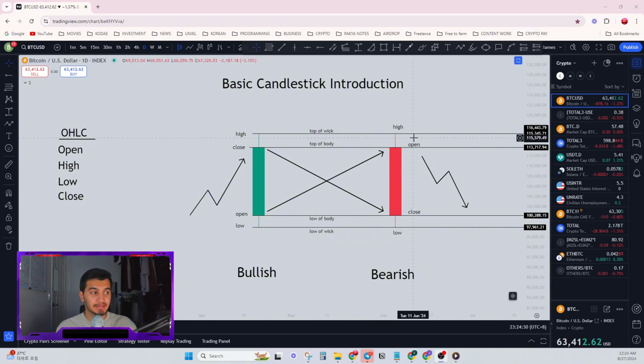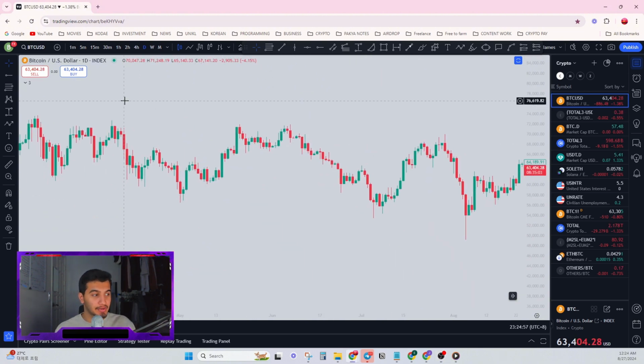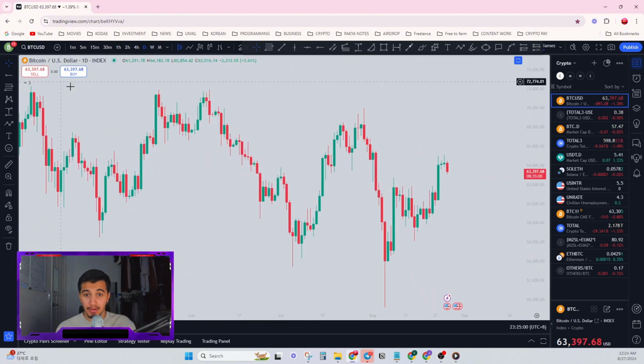So everything remains the same for the high and the low, but the inverted part is for bullish. We know price goes up, so the open must be below, and the close must be above. For a bearish candle, price goes down, so we have the open above and the close below, because price goes from higher to lower. Right now, let me show you a real life example of a Bitcoin candlestick.